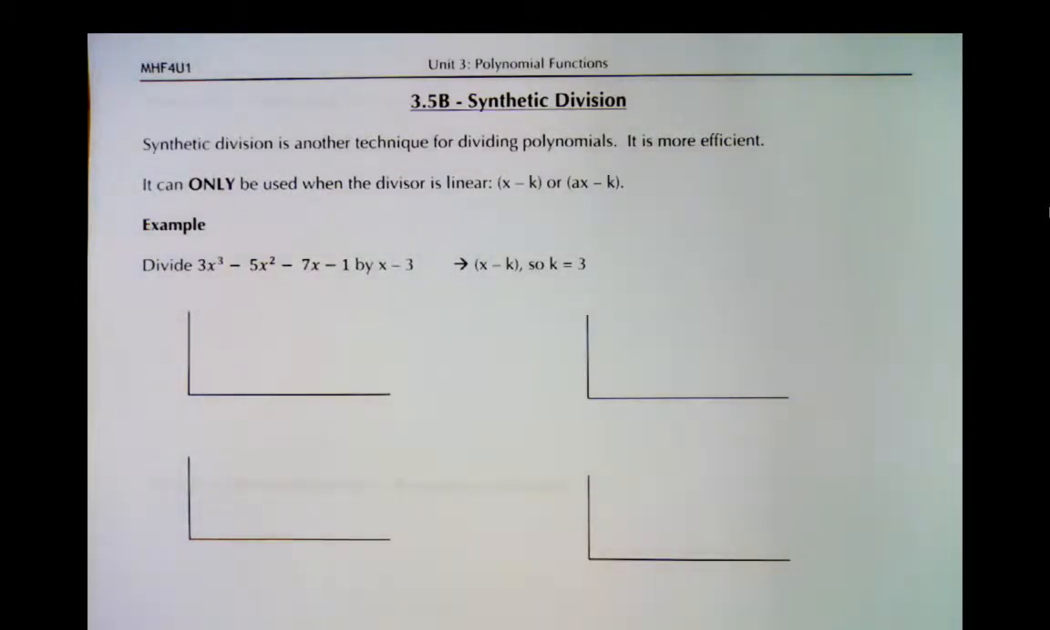Okay, this is a video on synthetic division, which is another technique for dividing polynomials. I think it's more efficient. However, it's not a mathematical process. It's kind of a shortcut.